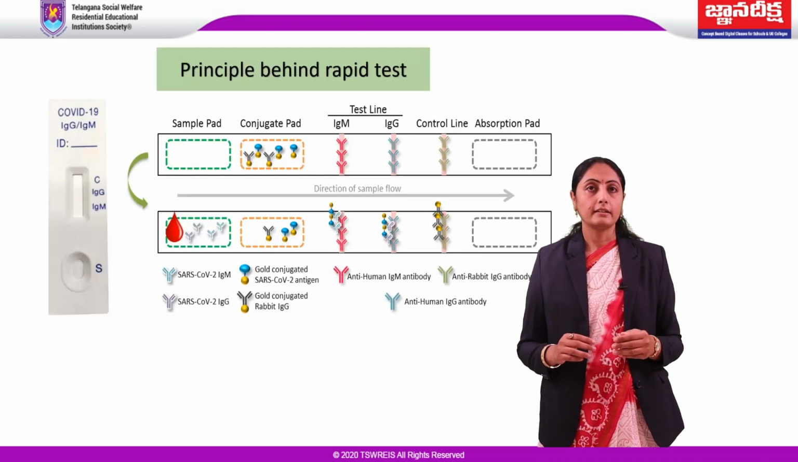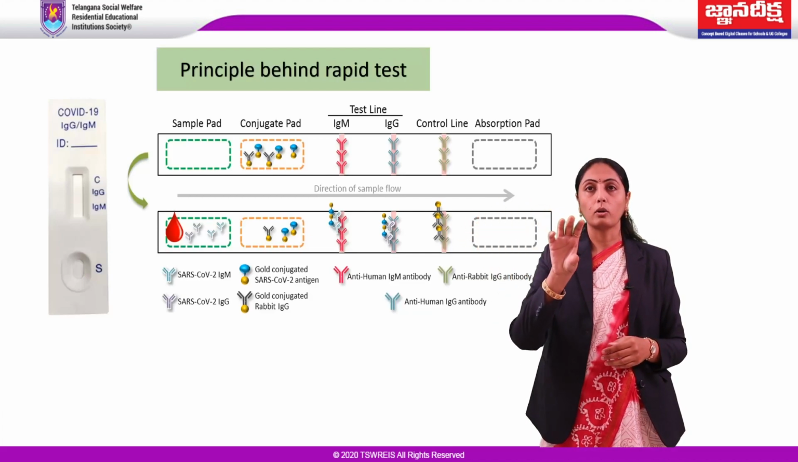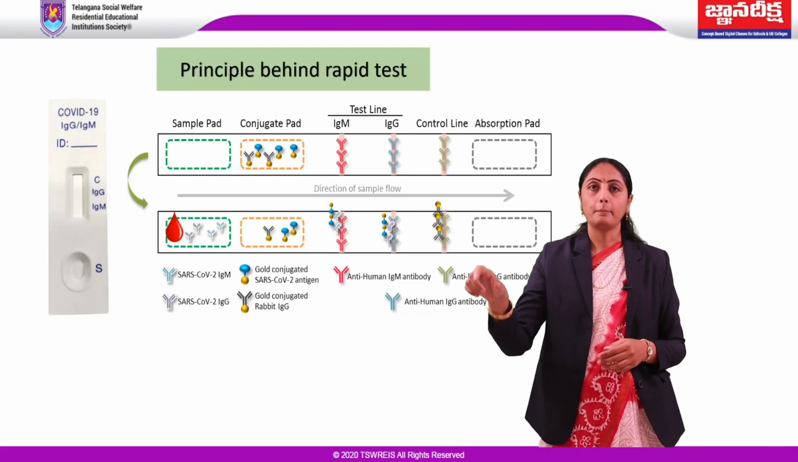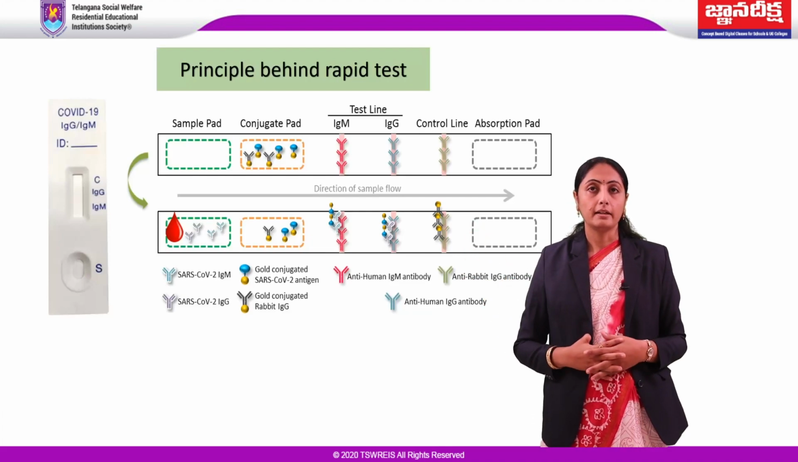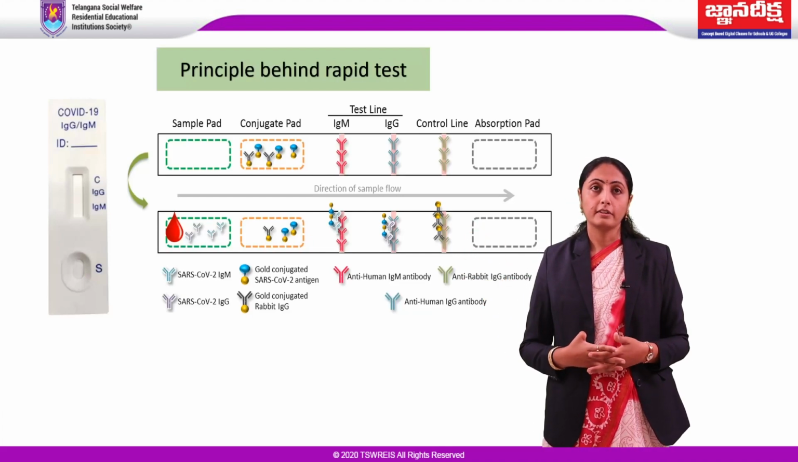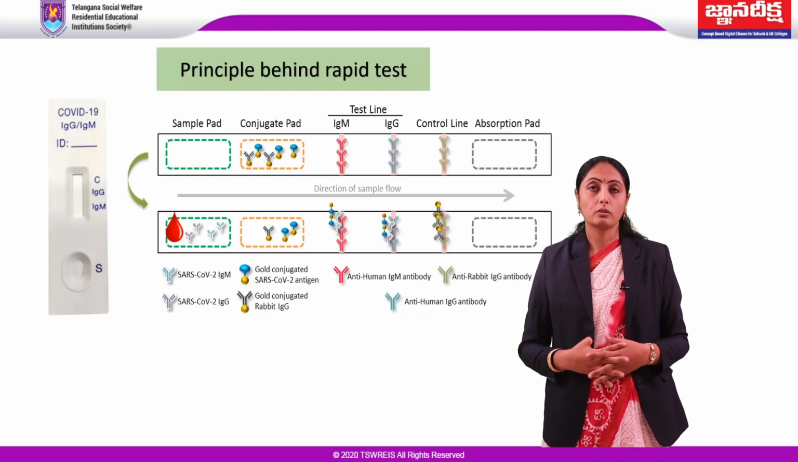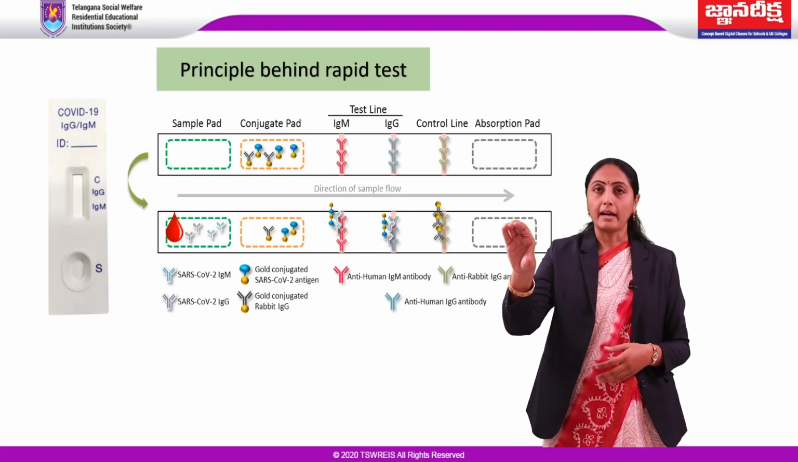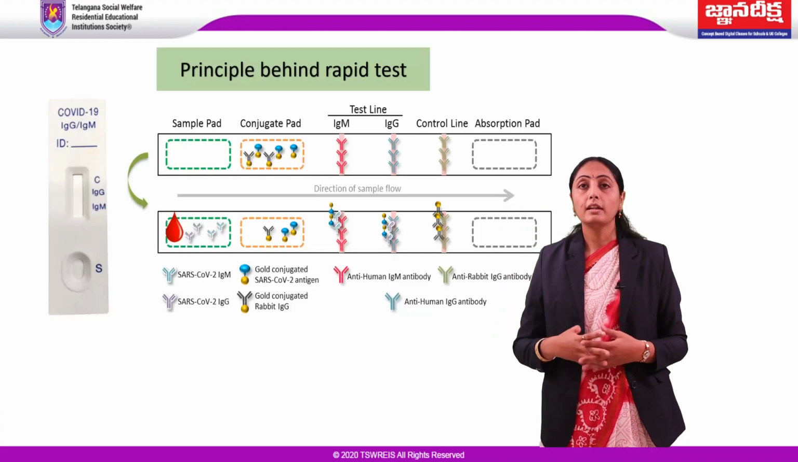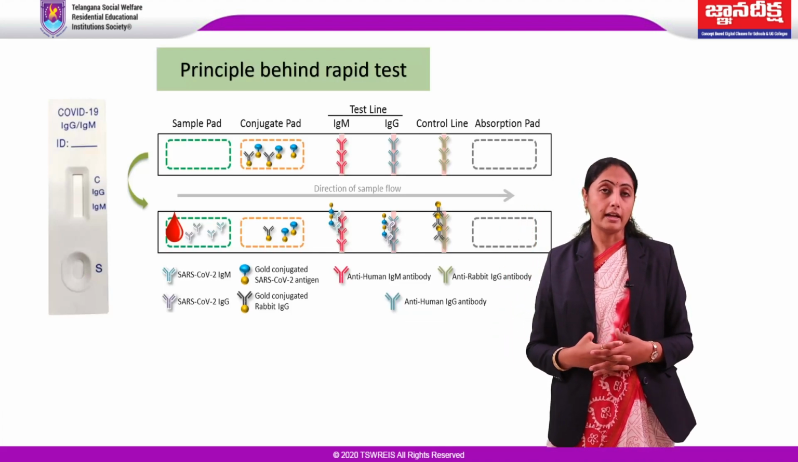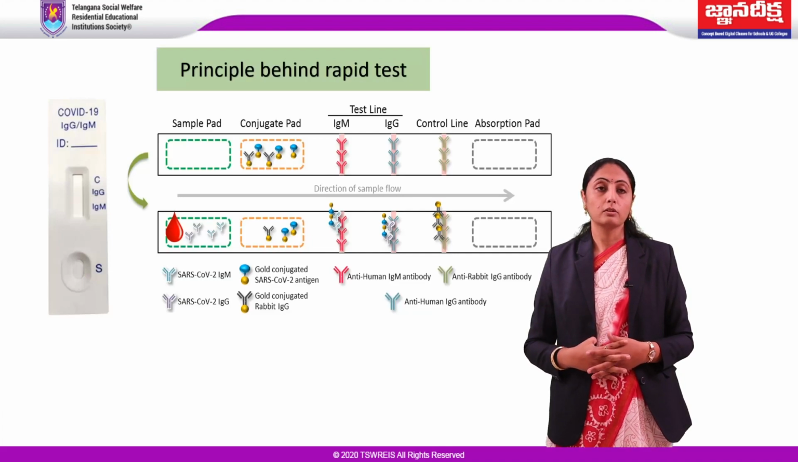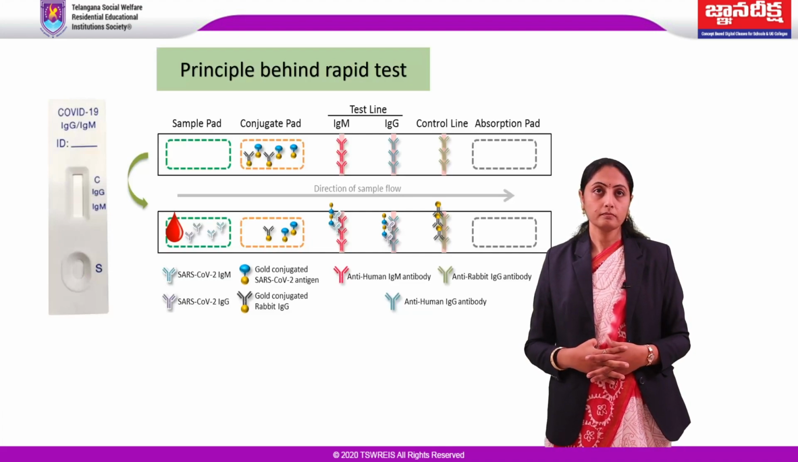The cassette contains a sample pad and a conjugate pad. In the sample pad, sample such as blood or serum is added for detection of IgM or IgG antibodies against coronavirus. The conjugate pad contains colloidal gold labeled rabbit IgG and gold conjugated novel coronavirus antigen.